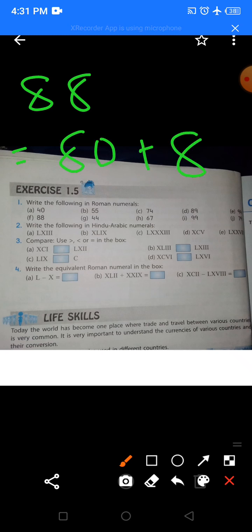Now, the next question number F. It is 88. How will you break 88? 80 plus 8. How do you write 80? 50 plus 3 times 10, plus 8. Then you will write it together. This is how you will write it. This is 88.